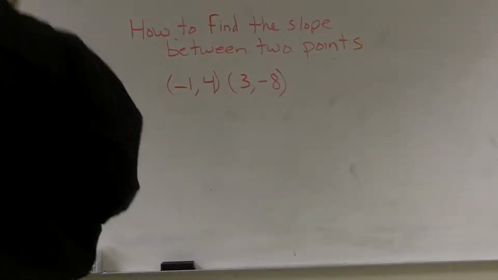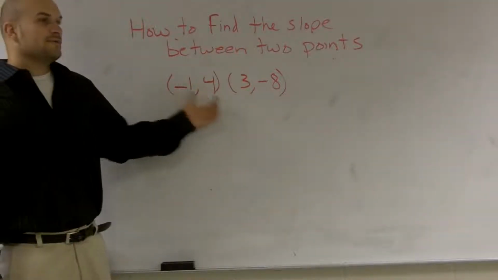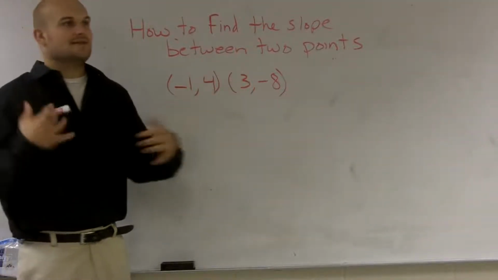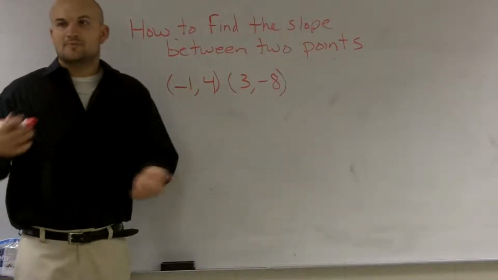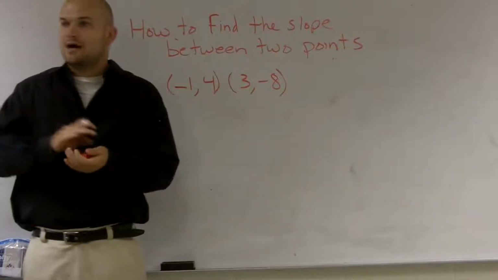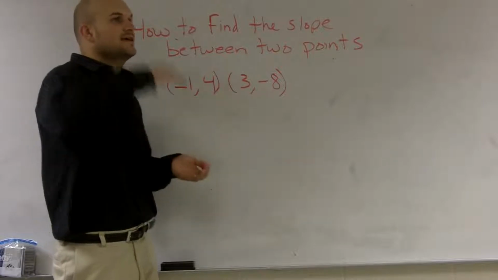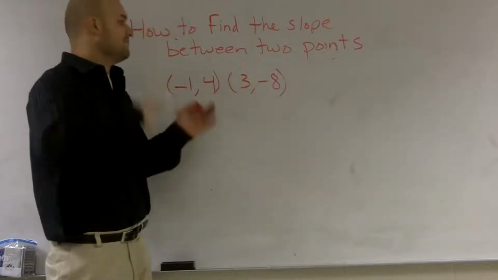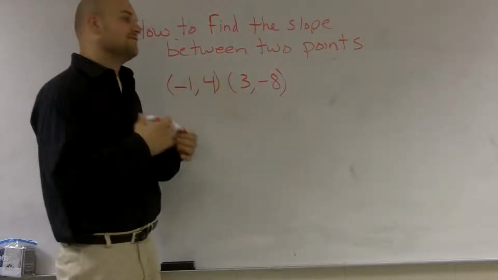Alright, what I want to do is show you guys how to find the slope between 2 points. When we're trying to find the slope, there's a lot of different ways that we like to describe slope. One of the most common ones is that the slope is rise over run. What we mean by rise and run is, between 2 points, how far your graph or your change in elevation has risen, and how far it has gone left or right.